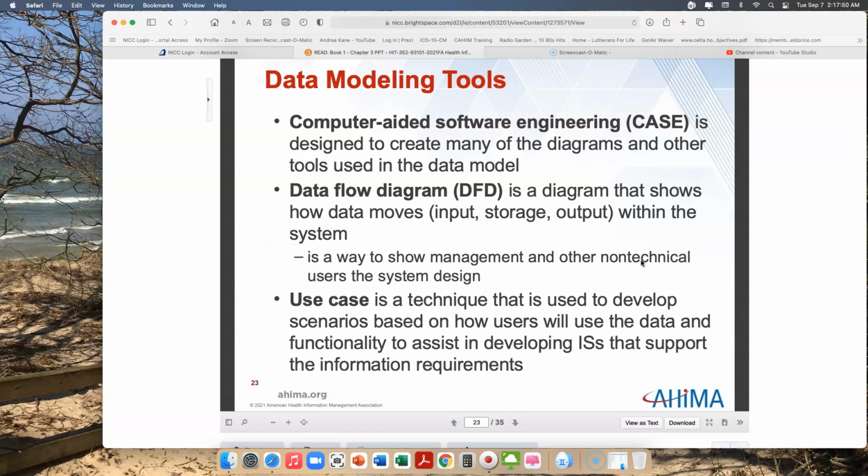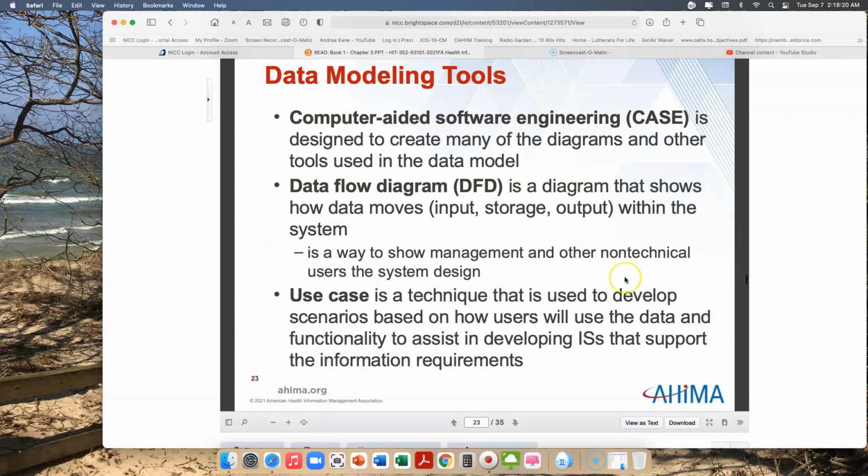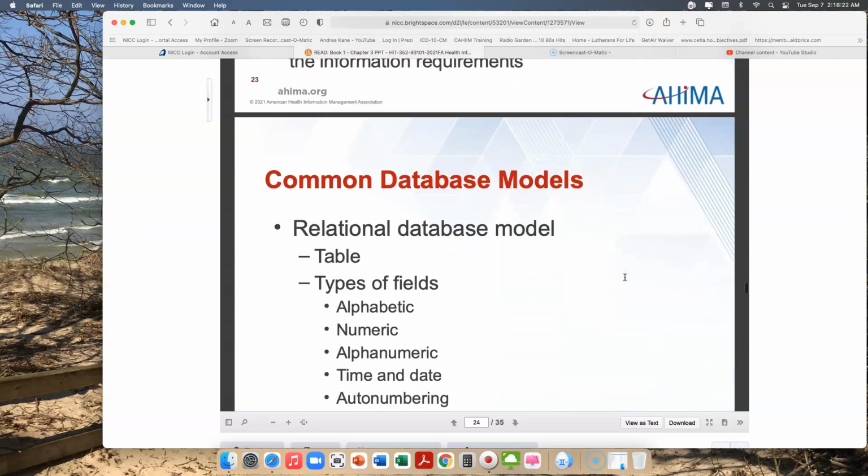There's computer-aided software engineering that's designed to create many of the diagrams and other tools used in the data model. The data flow diagram is a diagram that shows how data moves, input, storage, and output within the system. It's a way to show management and other non-technical users the system's design. Use case is a technique that is used to develop scenarios based on how users will use the data and functionality to assist in developing information systems that support the information requirements.